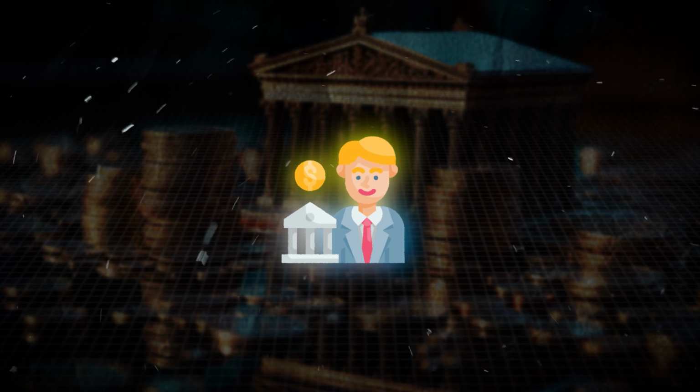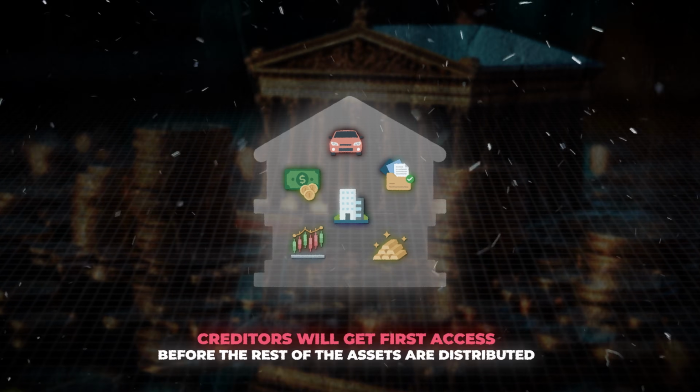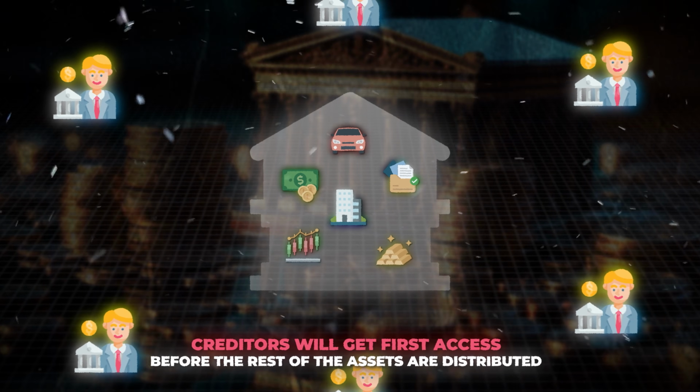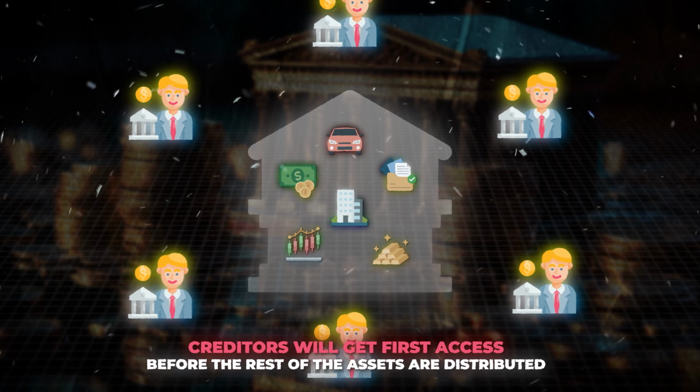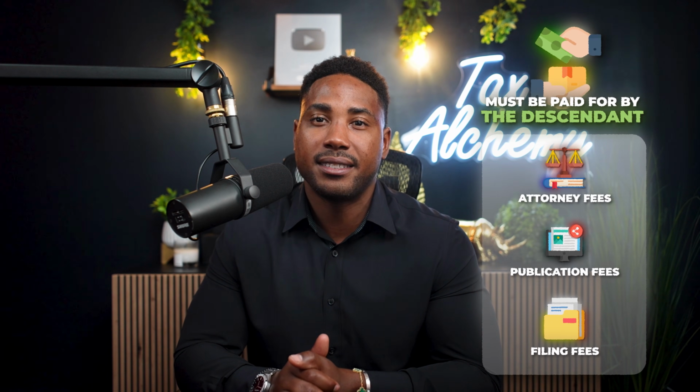Additionally, during a standard probate process, the creditors of the decedent, meaning the people who the person owed money to, will get first access to your assets in order to make sure that the decedent's debts are fully paid off before the rest of the assets are distributed. Also, all of the attorney fees, the publication fees, and the filing fees have to be paid for by the decedent. So, in short, probate is time-consuming, it's expensive, it's tedious, and very public. So for all of these reasons, many people prefer to avoid it entirely if it is possible to do so.